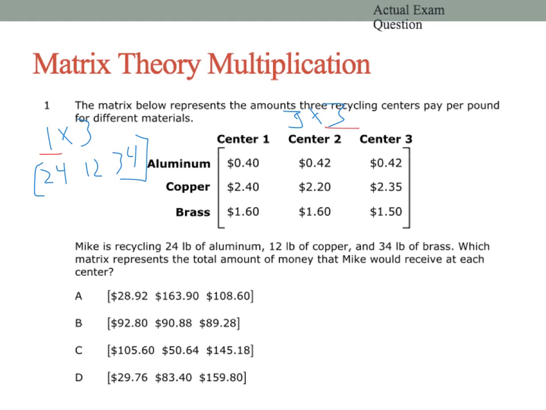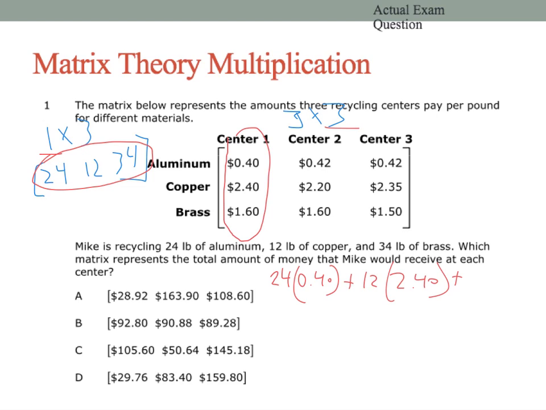Okay, so we're going to take the row matrix, and we're going to put it up against every column in the second matrix here. So to get that first number, we're going to be doing 24 times 40 cents plus 12 times 240 plus 34 times 160. And that's going to get us 92.80. And so that's going to be the first answer in the matrix.